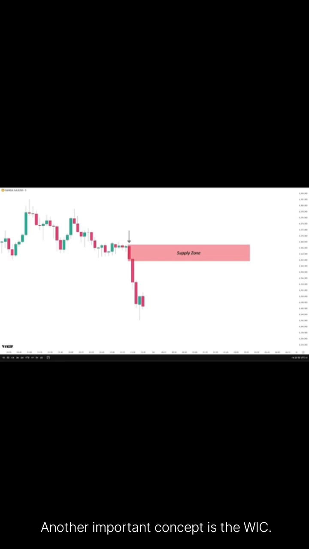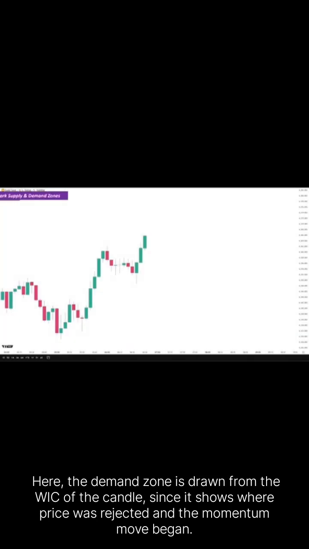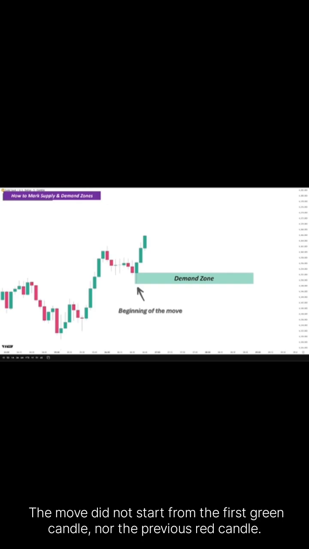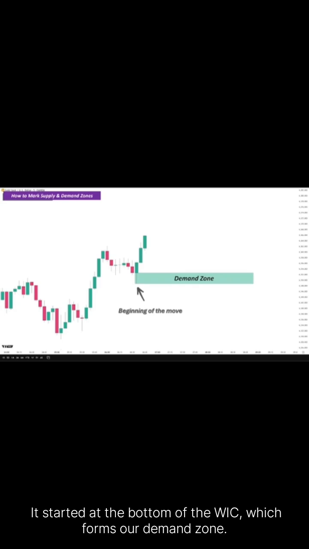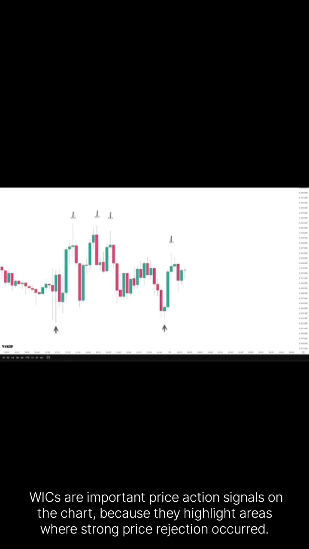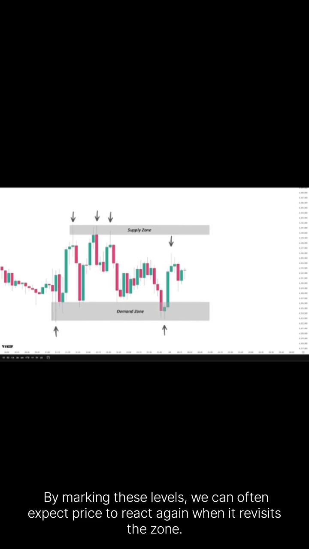Another important concept is the wick. Here, the demand zone is drawn from the wick of the candle, since it shows where price was rejected and the momentum move began. The move did not start from the first green candle, nor the previous red candle. It started at the bottom of the wick, which forms our demand zone. Wicks are important price action signals on the chart because they highlight areas where strong price rejection occurred. By marking these levels, we can often expect price to react again when it revisits the zone.